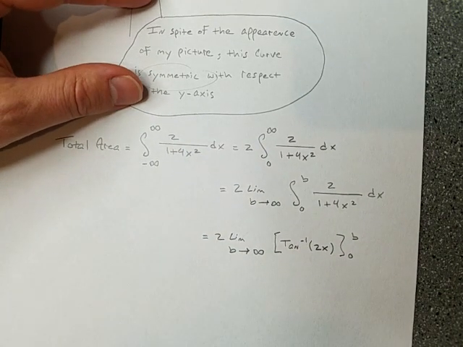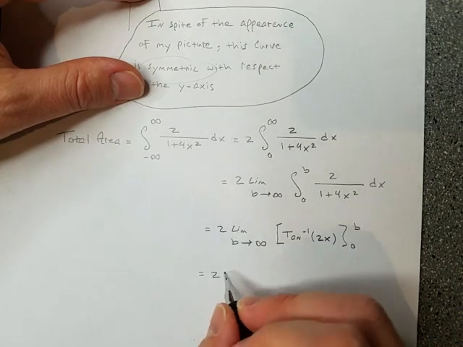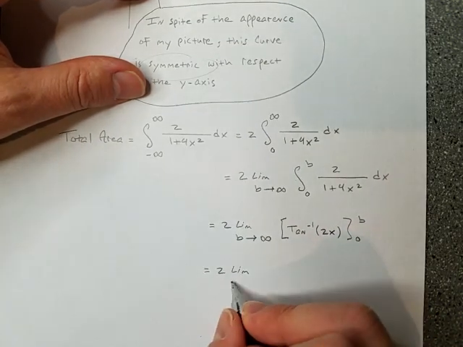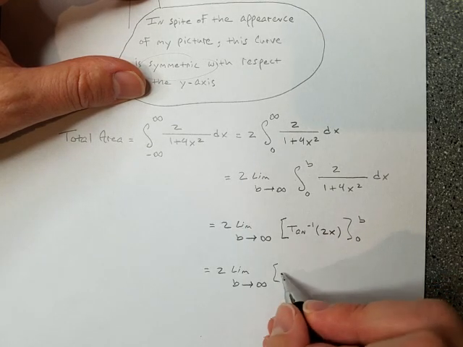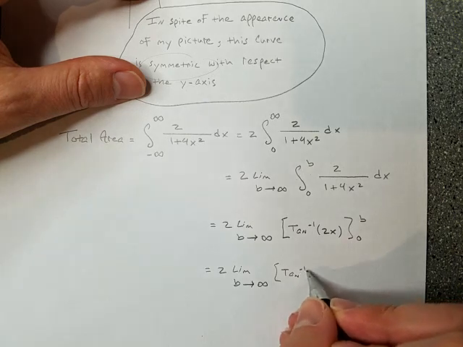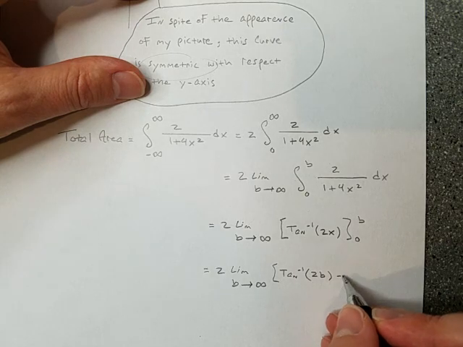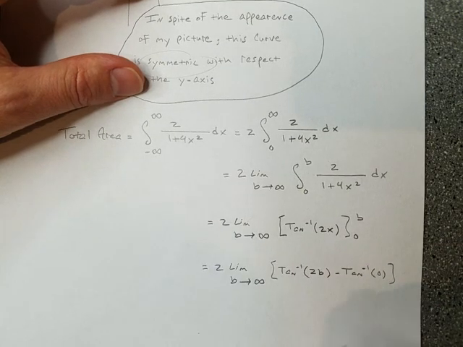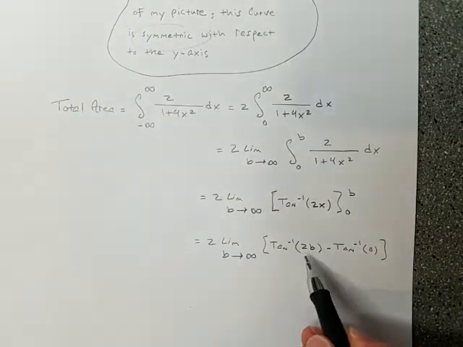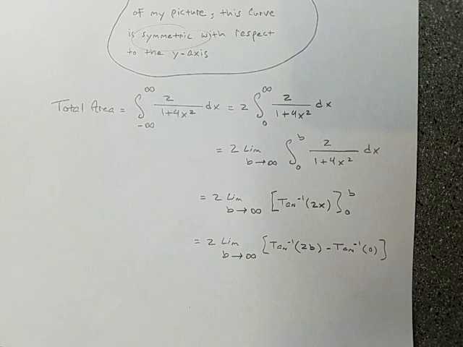Okay, so let's put our bounds in, then evaluate our limit. So 2, limit as b goes to infinity, tangent inverse of 2b, minus tangent inverse of 0. And I need that number to go to infinity. That number right there needs to go to infinity.